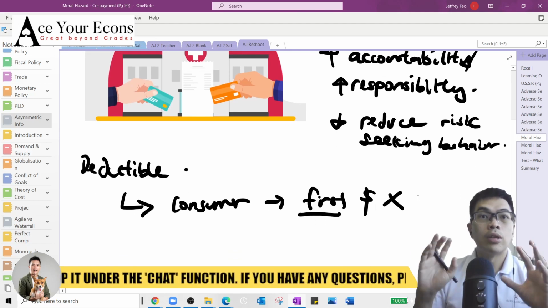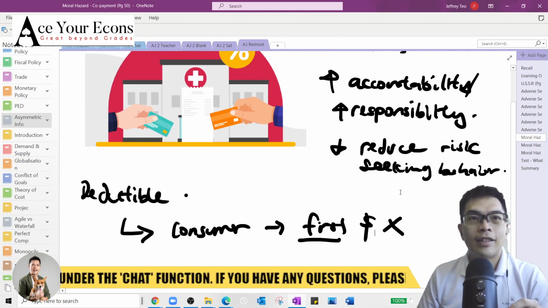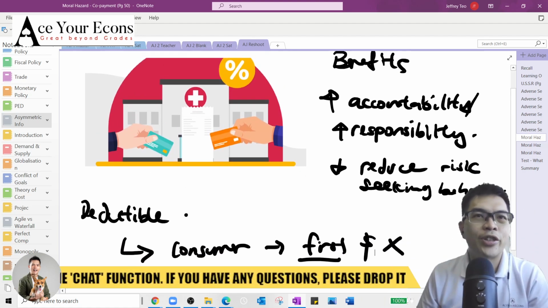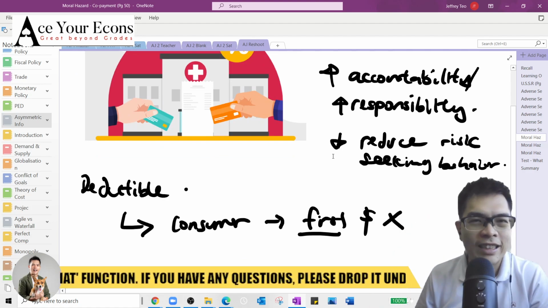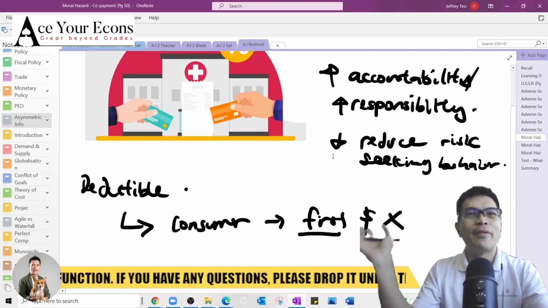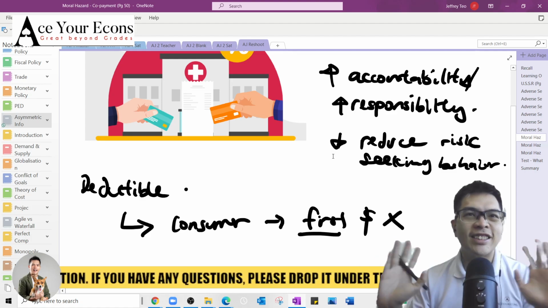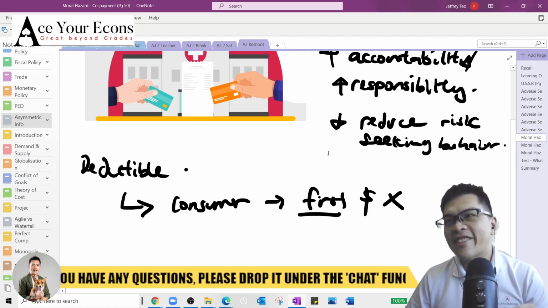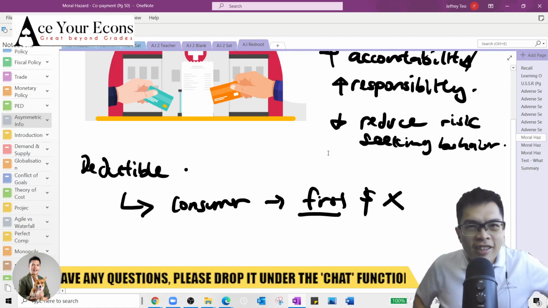But to the producer it's slightly different. I'm not going to cover the insurer perspective. You can ask your dad what the difference is, because it's not important to what we are learning today. Okay, so limitation. Any limitation here?